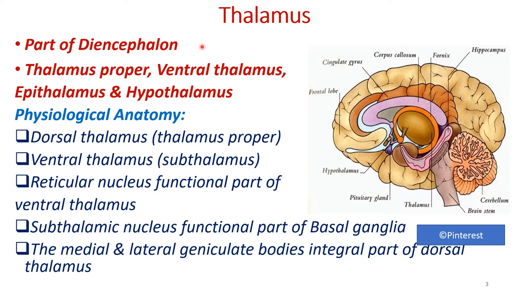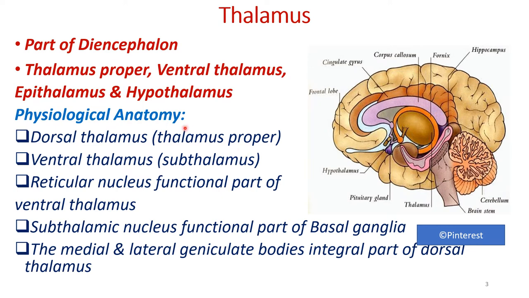So thalamus is a part of the diencephalon that we have. So what are the structures included in the diencephalon? They are the thalamus proper, ventral thalamus, epithalamus, and hypothalamus. I'll not go into much detail in the anatomy part, but whatever is related to the physiology part, I'll be going through it.